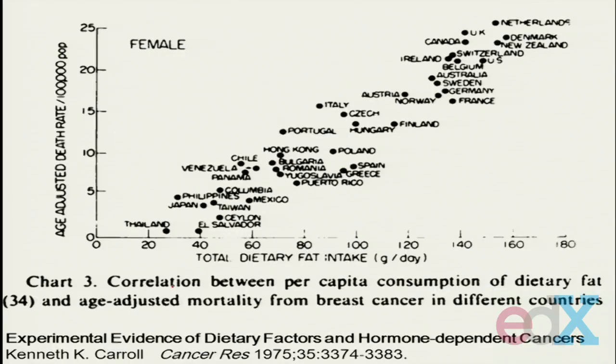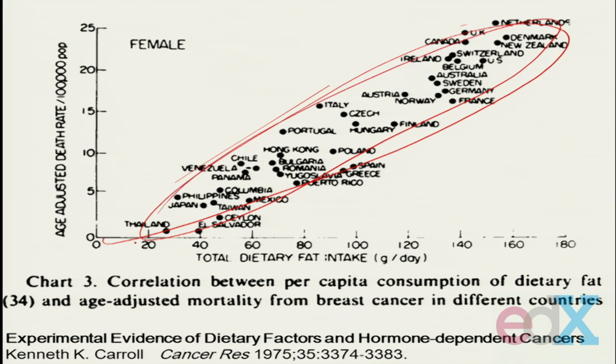Now, here's another example of an ecological study, and this is showing the per capita consumption of dietary fat and age-adjusted mortality from breast cancer in different countries. And we see a wonderful, wonderful lozenge. But it's not telling us anything about the individuals. It's telling us on the aggregate level. And the aggregate correlation is going to be higher. We need further study to go into this.